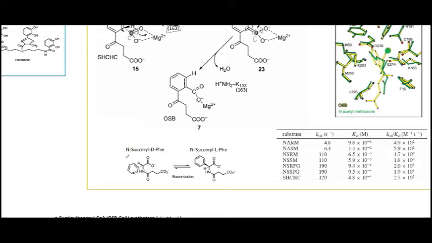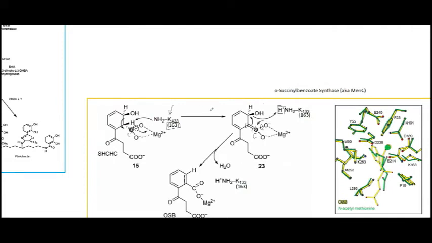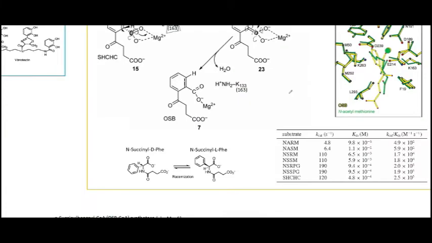these aromatic rings. But this is actually, and so this is an interesting thing about this MenC enzyme, is that it actually catalyzes other different reactions. And so it has what they call an N-acyl amino acid racemase, which is also for short N triple A, acyl amino acid racemase activity. And so this enzyme can also perform this reaction. So this is a racemization here of N-succinyl D phenylalanine and N-succinyl L phenylalanine.